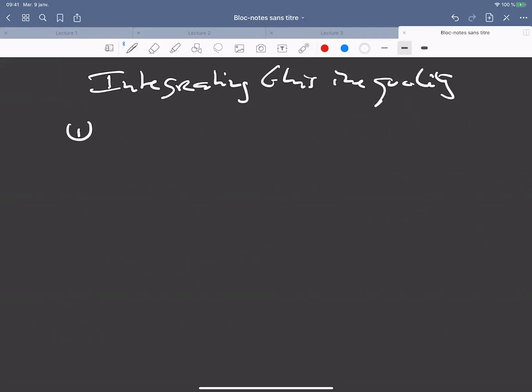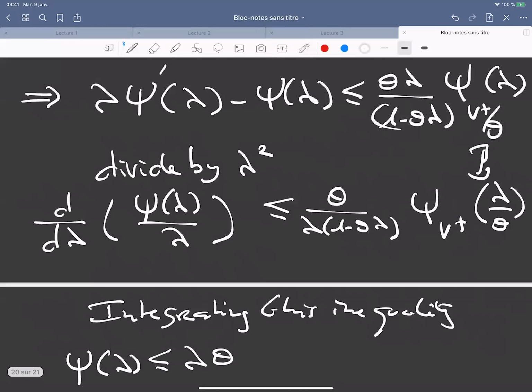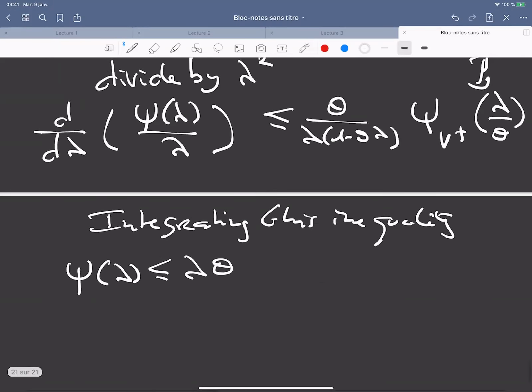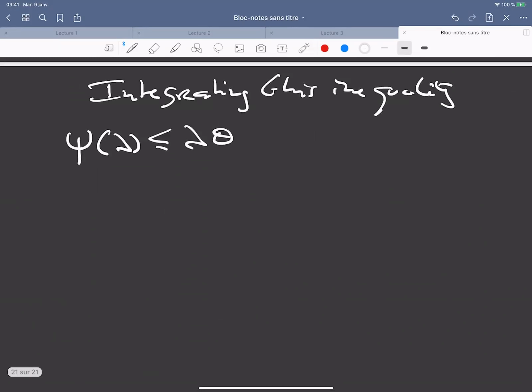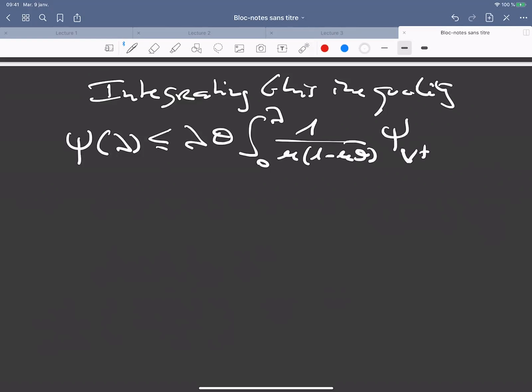We get that psi of lambda is less than lambda times theta. Lambda comes from the fact that when you integrate, you make psi over lambda appear. So you multiply again by lambda. So this gives you lambda theta times the integral of the right-hand side, which is merely 1 over u, 1 minus u theta, times psi v plus at point u over theta du.